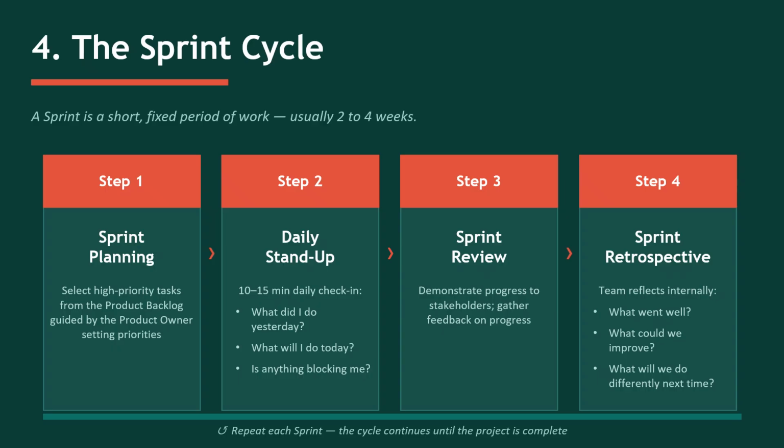Step 2. The daily stand-up. Each day, the project team come together for a short 10 to 15-minute meeting. In broad terms, each person in the Scrum team answers 3 questions. What did I do yesterday? What will I do today? Is anything blocking me? The daily stand-up keeps everyone aligned and problems visible.